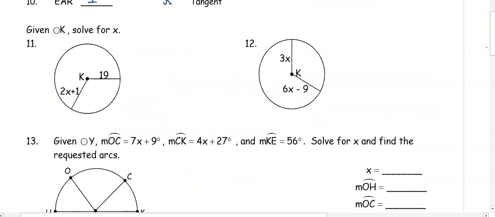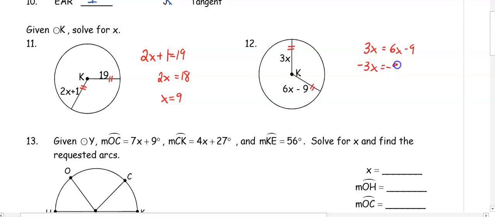Given circle K, solve for x. These are both a radius of the circle. Remember, in your circle, all of your radii are congruent, so these are going to have the same measure. So we have 2x plus 1 is equal to 19. We can subtract 1 on both sides, so 2x equals 18. When we divide, x is 9. In number 12, they're also congruent, so we have 3x equals 6x minus 9. We get negative 3x equals negative 9, and when we divide, that gets us positive 3.